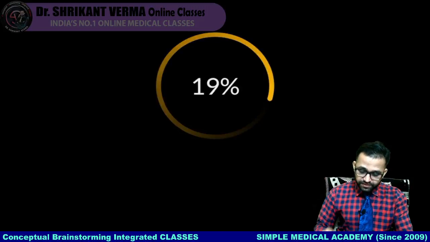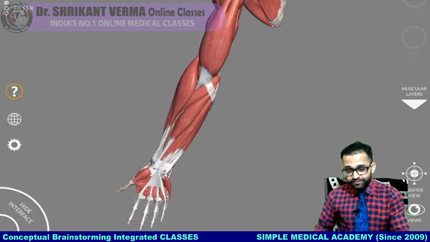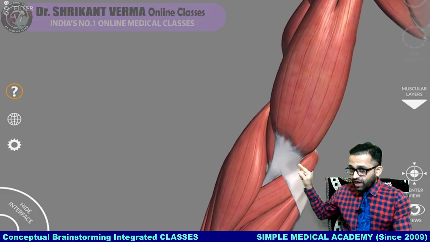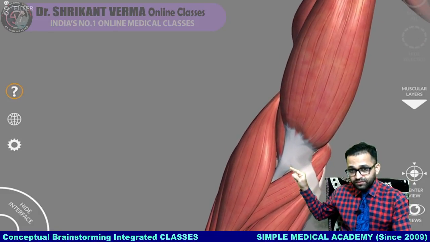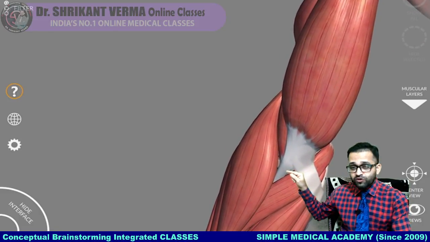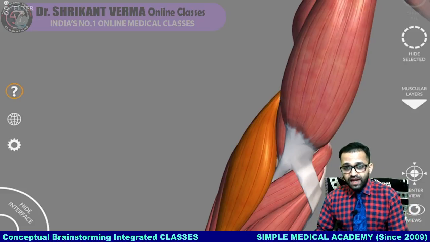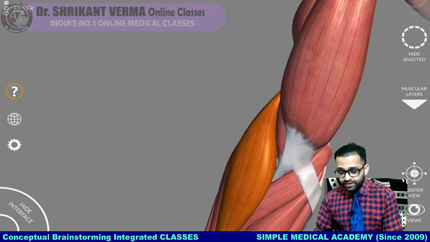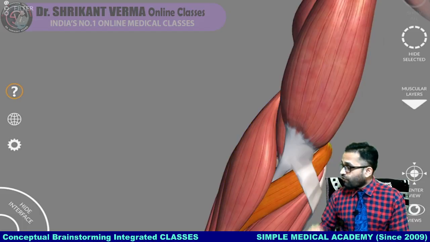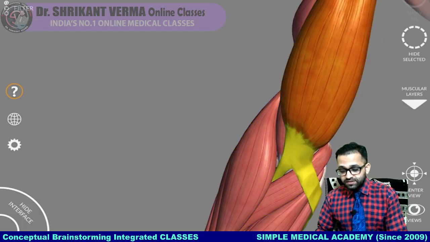Yes, this is our upper limb. Here you can observe the triangular space. This triangular fossa in front of the elbow joint is our cubital fossa. Here is the lateral boundary formed by the brachioradialis. This is the medial boundary formed by the pronator teres, and this is the biceps muscle.